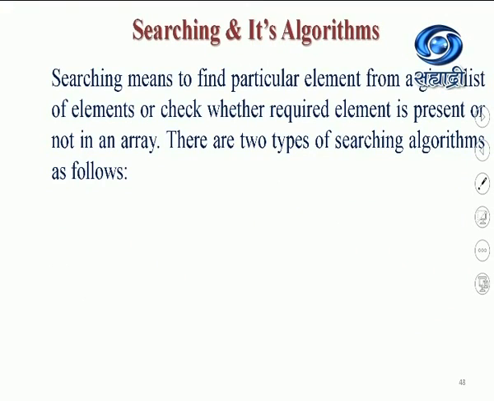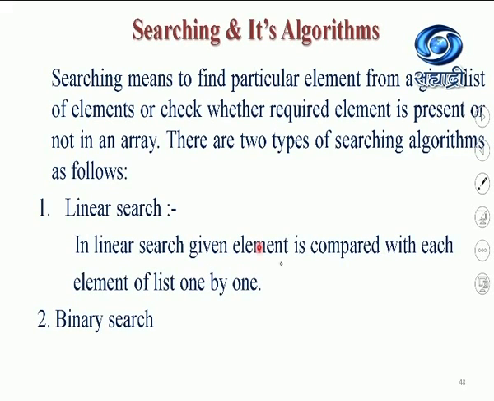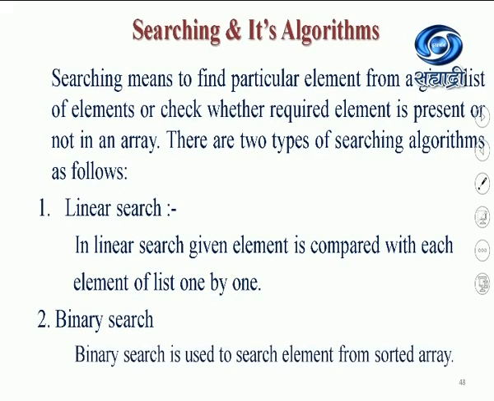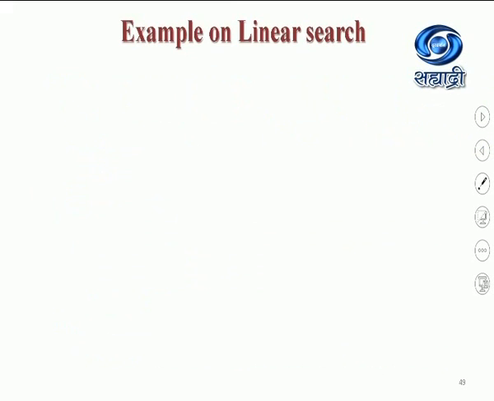Searching and its algorithm. Searching means to find a particular element from a given list of elements, or to check whether the required element is present or not in that array. There are two types of searches. First one is the linear search, second one is the binary search. In the linear search, the given element is compared with each element of the list one by one. Binary search is used to search an element from a sorted array. While performing binary search, the compulsory condition is that the array should be sorted.